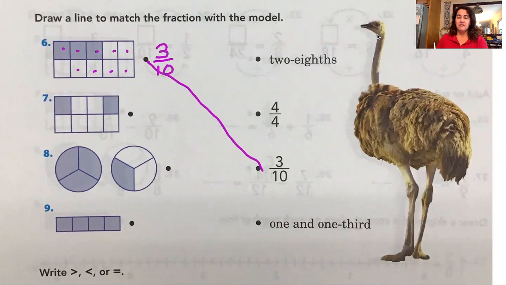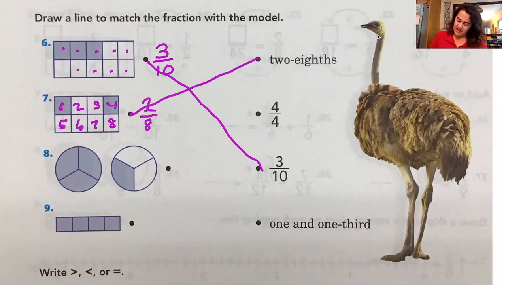Yes? So far, so good? Do the next one. 1, 2, 3, 4, 5, 6, 7, 8. I have 8 total. That's my denominator. And how many are shaded? 2 out of 8. 2 8s, right? 2 out of 8, 2 8s.